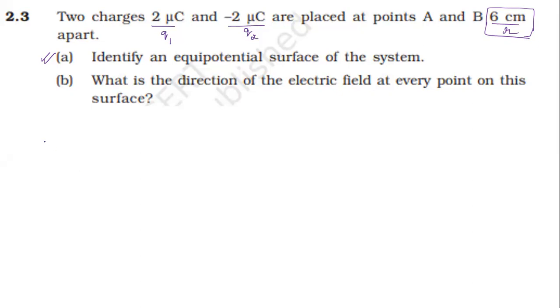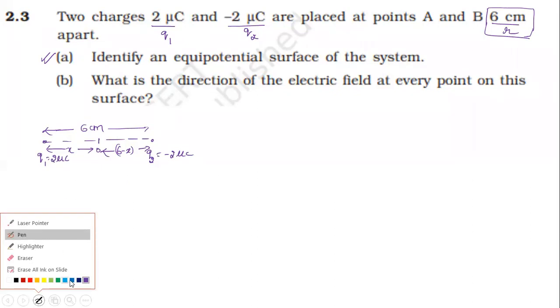Let me take now Q1, that is 2 microcoulomb, Q2 minus 2 microcoulomb, and these two are separated by what distance? 6 centimeter apart. Let O be the point where potential is 0. It is at a distance of X from the first charge, then the remaining distance will be 6 minus x. Same scenario as the previous problem we solved.